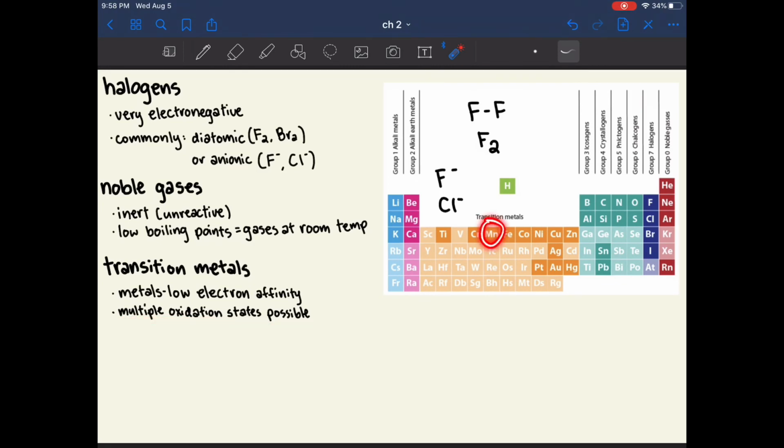So, for example, manganese here can exist in either its +2 form or +3 or +4 or +6 or +7. And all of these oxidation states are stable for manganese. So you can find manganese in the wild in any of these oxidation states, but these transition metals almost never become their negative form. So you will never see a negative form of manganese because they have low electron affinity.